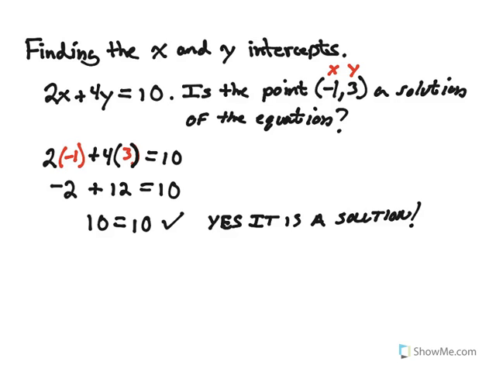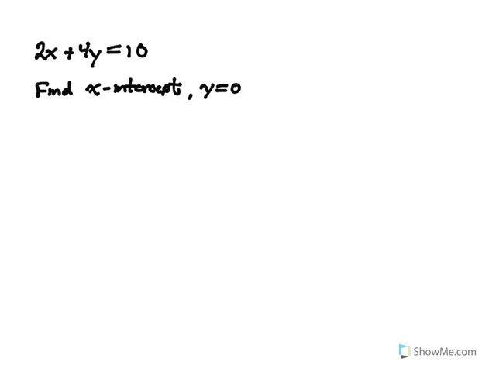All right, so let's use that same example and find the x and the y intercepts. We're going to start off with finding the x intercept. And there's something you have to do. If you want to find the x intercept of that equation, then you're going to have to set y equals 0. That's something you will have to keep in mind.